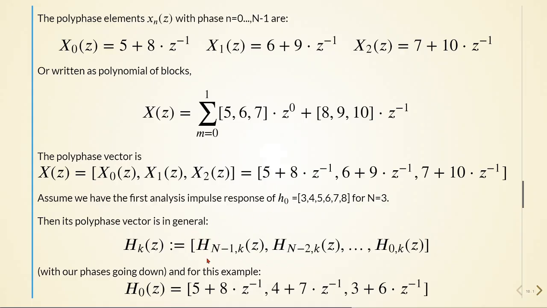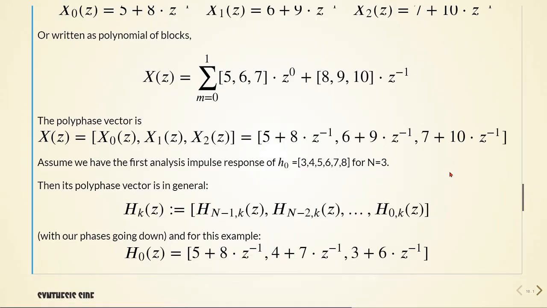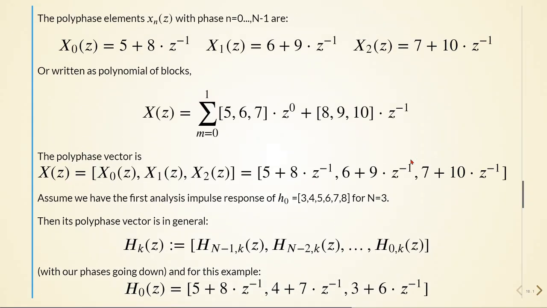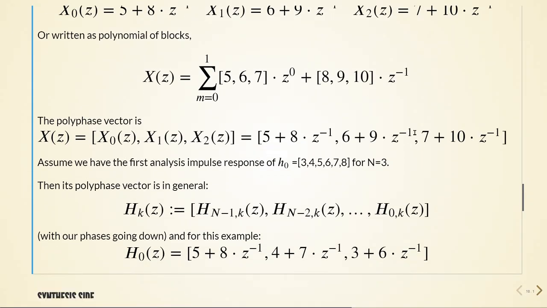So here we see that we have n equals 3, and n minus 1, n minus 2 until 0, and here's the subband k. So with our phases going down, for this example we will have 5 plus 8 times z to the power of minus 1, 4 plus 7 times z to the power of minus 1, and 3 plus 6 times z to the power of minus 1. So this is what happens on the analysis side.